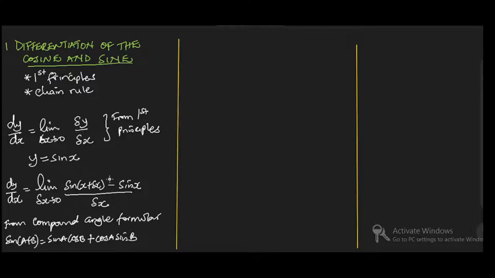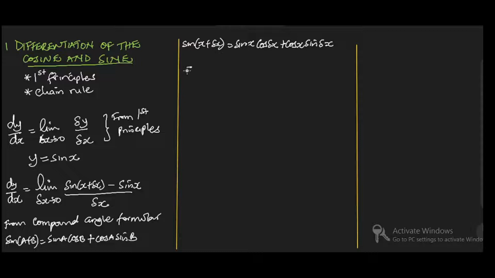So when we now have sine(x plus small change in x), this will be the same as when you do a substitution for a and b respectively. Our a is x and our b is the small change in x, so we shall have sine x cos(small change in x) plus cos x sine(small change in x). This is what we have.